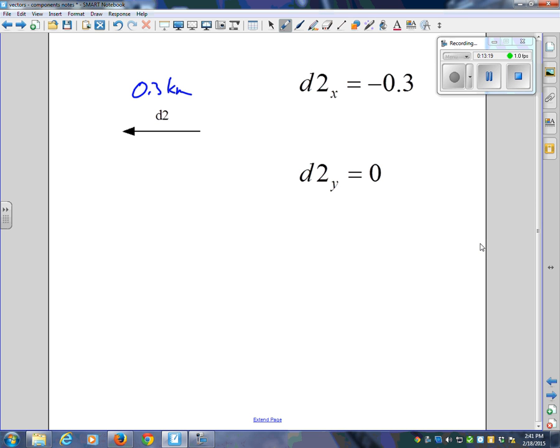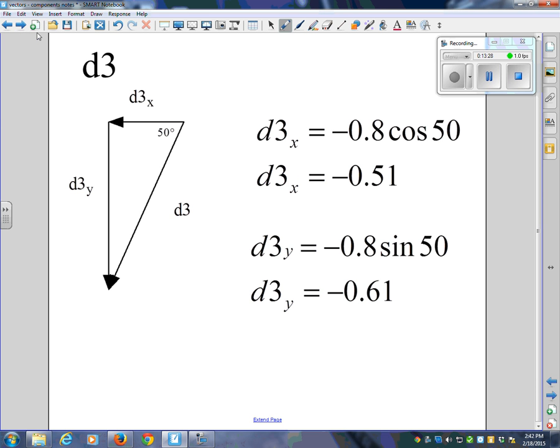I have to do this now for the third one. The third vector was 0.8, west 50 south, right? So there's west 50 south and 0.8 long. There's my X and there's my Y.